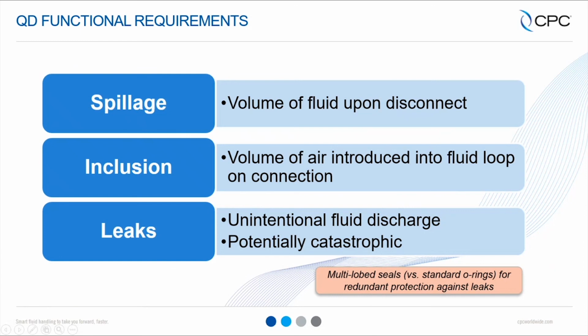And then, of course, leaks, so unintentional fluid discharge that can really be potentially catastrophic in the event that it does occur. Some ways to mitigate and enhance seal efficacy and reliability are multi-lobe seals and certainly redundant sealing options, which can all help protect against and mitigate the occurrence of a leak.